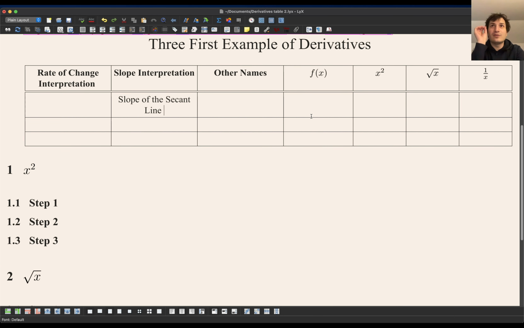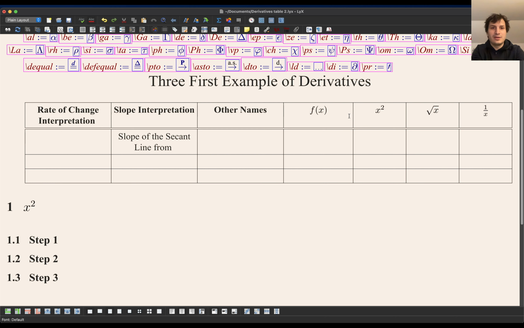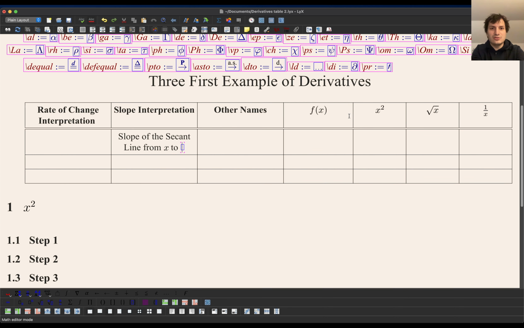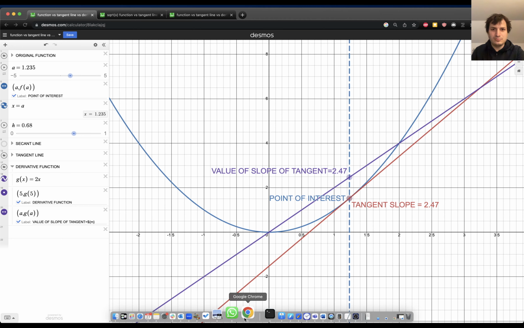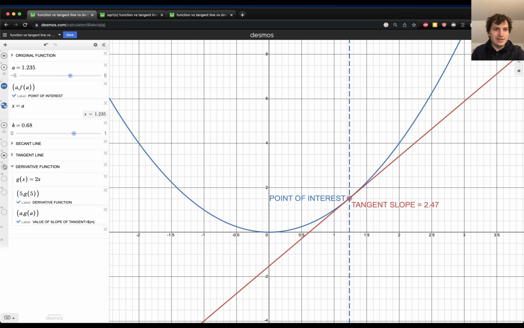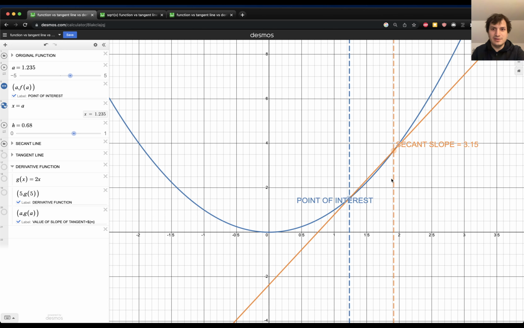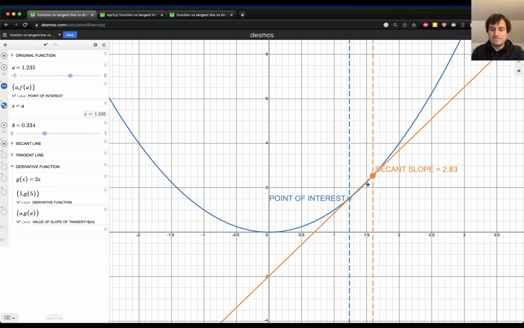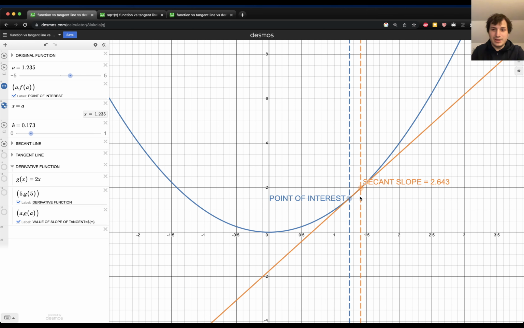And we're going to have this h value that's going to tell us the difference that we're looking at. So from x to x plus h, where the h value is how far apart the points are, and x is our point of interest. So that was this orange line in Desmos. So we're doing step 1 now. It's going to be the secant line, and here it is.